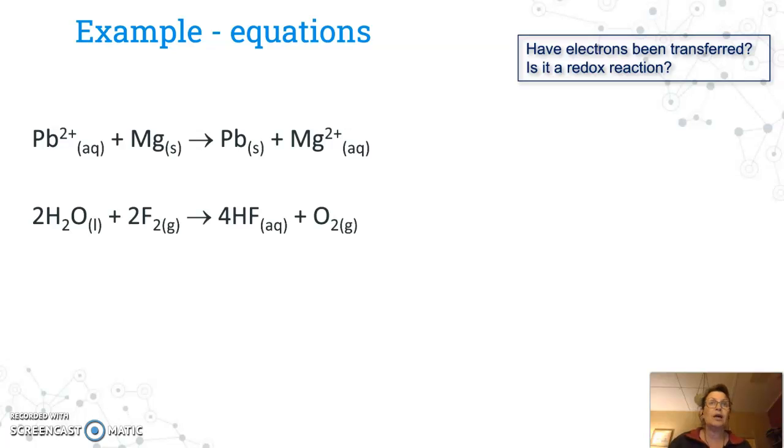Okay, let's have some examples with some equations. Looking at the first one, I've got lead solution reacting with magnesium solid, forming lead solid and magnesium in solution. Having a look at the lead first. On the left-hand side, I've got an ion, so therefore my oxidation number is going to be +2. It equals the charge on the ion. And on the right-hand side, it's an element, so my oxidation number is going to be 0. According to our rules, a decrease in oxidation number is a reduction, so therefore the lead is reduced.